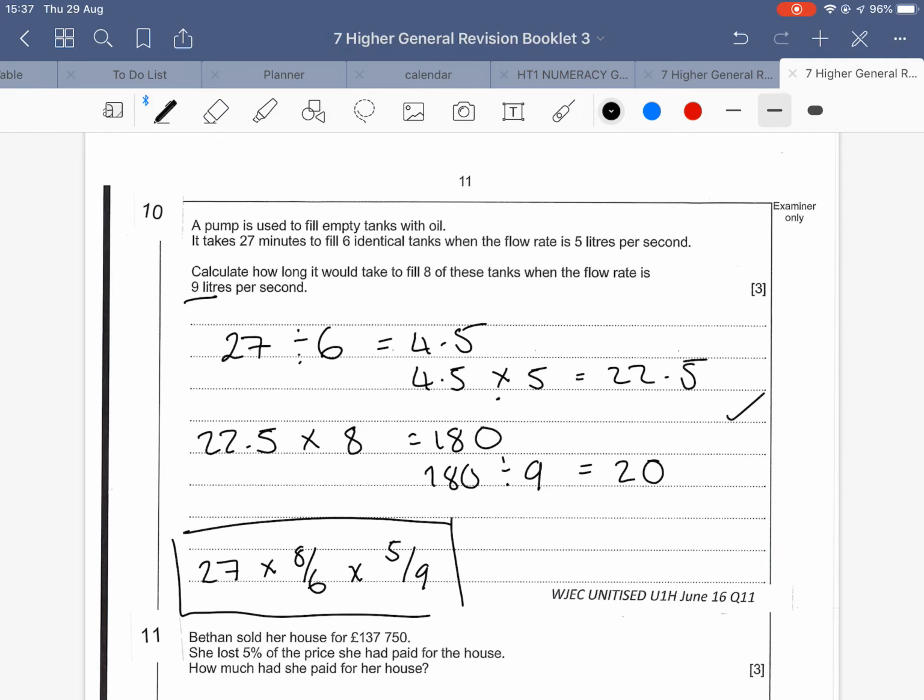How long will it take to fill 8 of these tanks at a flow rate of 9? So it's 20 minutes. Because obviously you've got more tanks, but you've got higher litres per second.